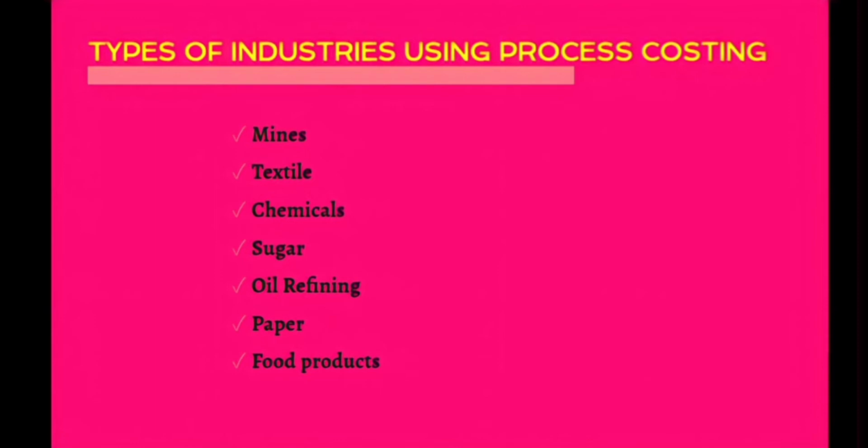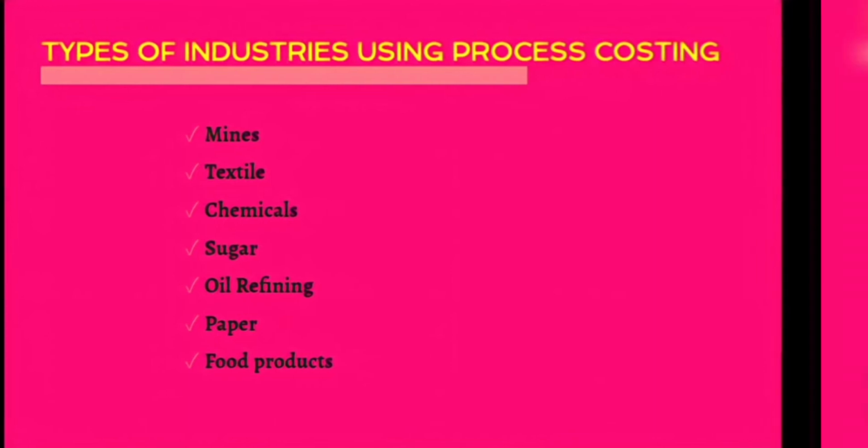Let's see the types of industry using process costing. Number 1, mines industry. Number 2, textile industry. Number 3, chemicals industry. Number 4, sugar industry. Number 5, oil refining industry. Number 6, paper industry. Number 7, food product industry.